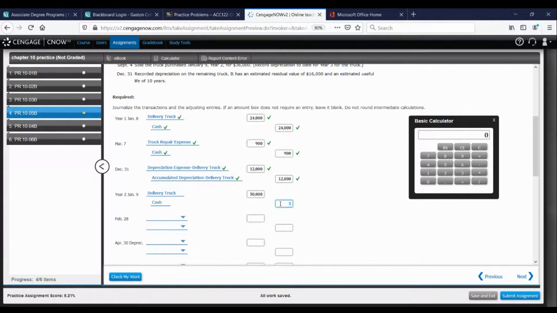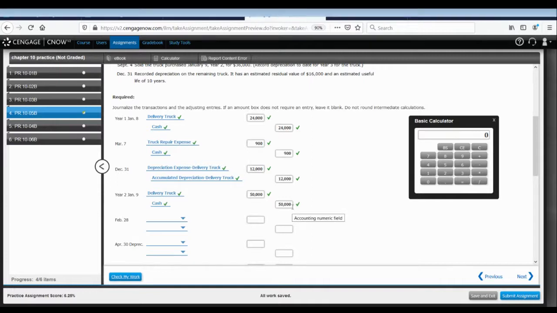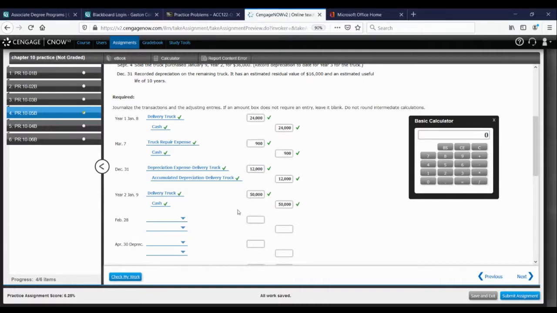We will credit our cash because we have reduced our asset account by the amount that we have paid for this truck, by the cost of the truck. So there's a credit to the cash account because it's an asset account. And we have purchased our second vehicle.